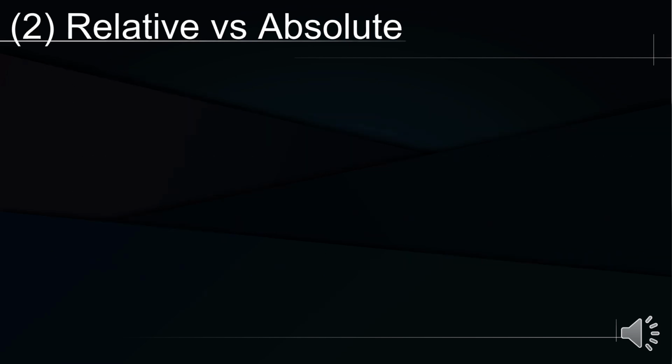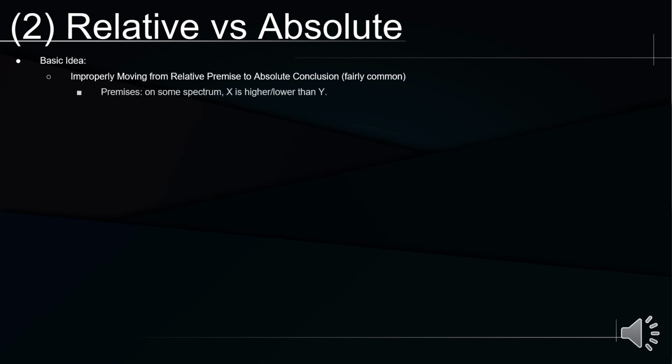So moving into the next pattern on the list, relative versus absolute, we'll again start with the basic idea behind it. There's two variations of relative versus absolute. The first is when we start with relative premises, and then we end up with absolute conclusions. And this is the most common, I think, manifestation of this pattern in LR. So the premises are going to say on some spectrum, entity X is higher/lower than entity Y. The conclusion will then incorrectly assert that based on the premise we can place either X or Y at some specified location on the spectrum.